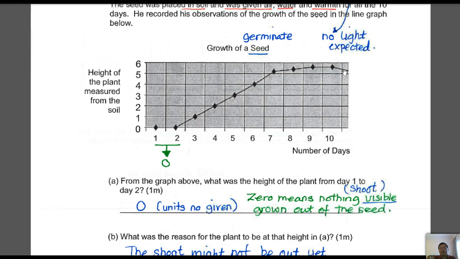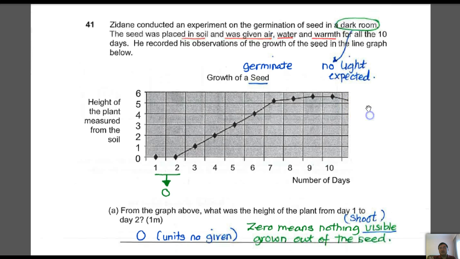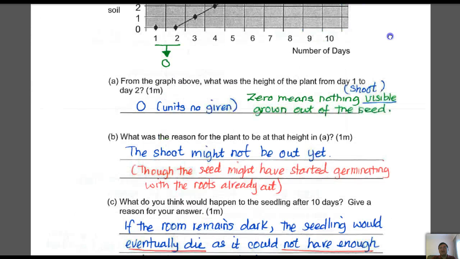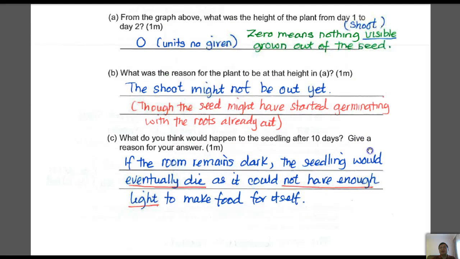But of course, in the dark room without light, it would have been dead after a certain period of time, 10 days. 10 days after that. All right, that is the answer. Read over this and try to understand.